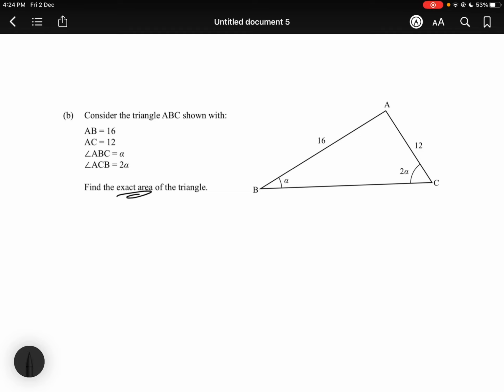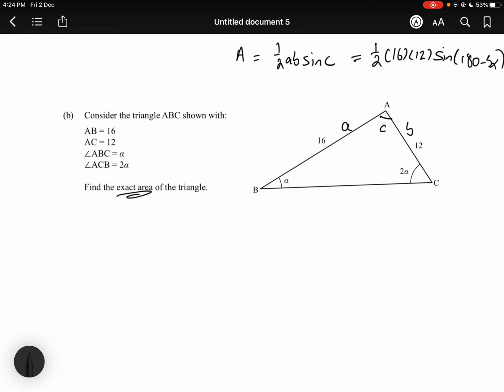So let's write out an expression for the area of the triangle so we know exactly what we're looking for straight away. In terms of the area, we can look at this angle here and this side AB with angle C. And we know that the area is equal to 1/2 of AB sine of C. And that is equal to 1/2 of 16 times 12 times sine of 180 minus 3 alpha, because angles in a triangle add up to 180 degrees.